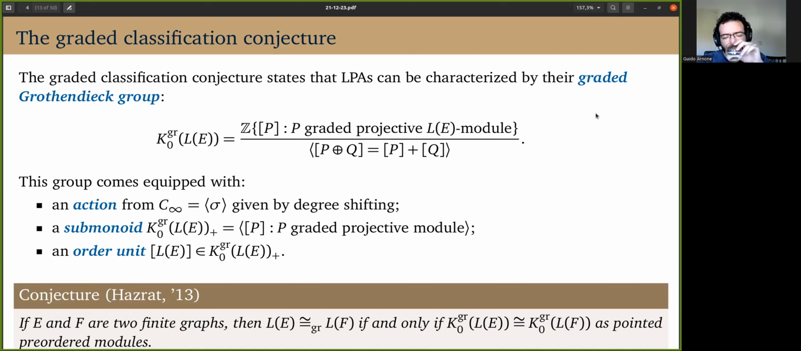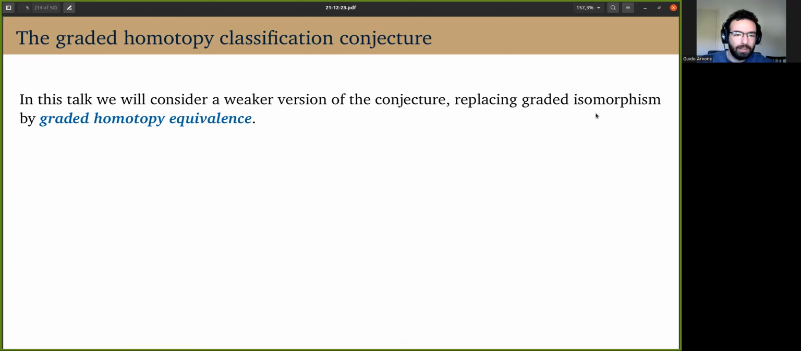So today, I wanted to talk about a weakening of this conjecture, which I have named here the graded homotopy classification conjecture. And I'll say why we care about this in a minute. But roughly speaking, it's the same conjecture, but instead of classifying things up to isomorphism of graded algebras, we will classify them up to a weaker notion, which is graded homotopy equivalence. So let me define what that is.